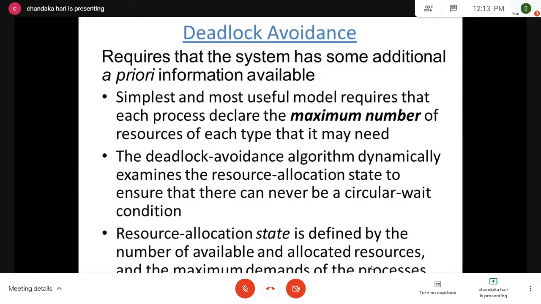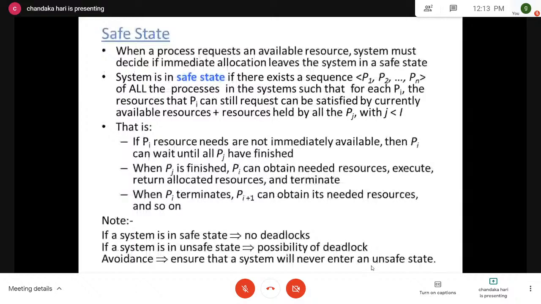Okay, now point number 3. The resource allocation state is defined by the number of available resources, allocated resources, and the maximum demands of the processes. It is defined in terms of the maximum number of resources required by each and every process, what is already currently held by each process, and how much more they need, that is, maximum minus allocation. That is why the ordering matters: in what order the resources must be allocated so that the system will never enter into the deadlock state.